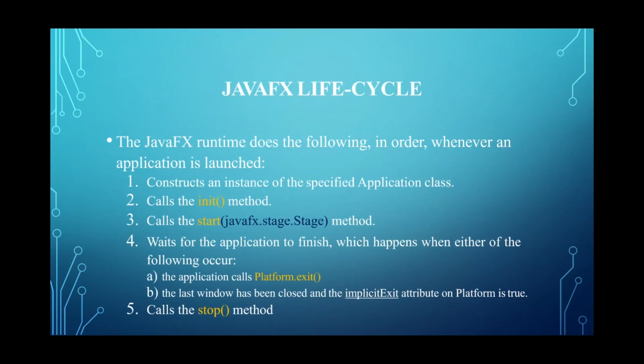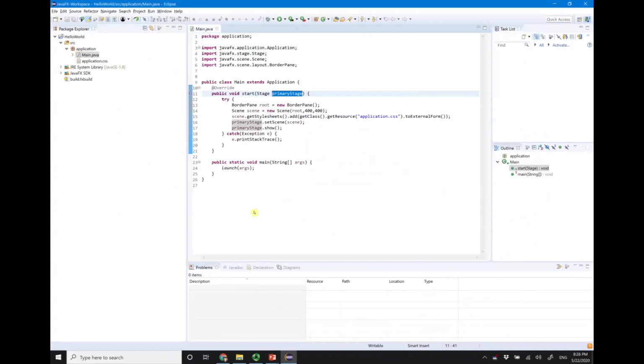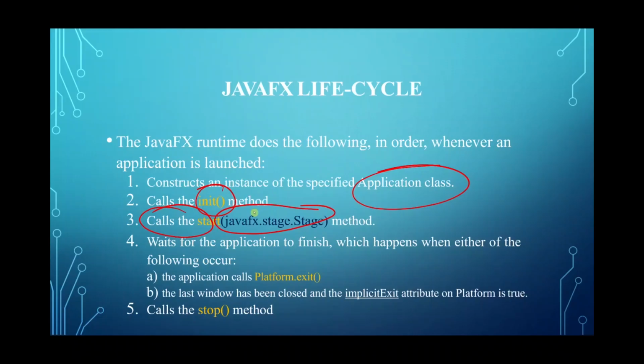So the JavaFX lifecycle does the following in order whenever an application is launched. First, it constructs an instance of the specified application class. This is first. Then it calls the init method. This is the initialization method. Then it calls start, and it takes a stage. This is what we have given it, right? We have given it a primary stage.